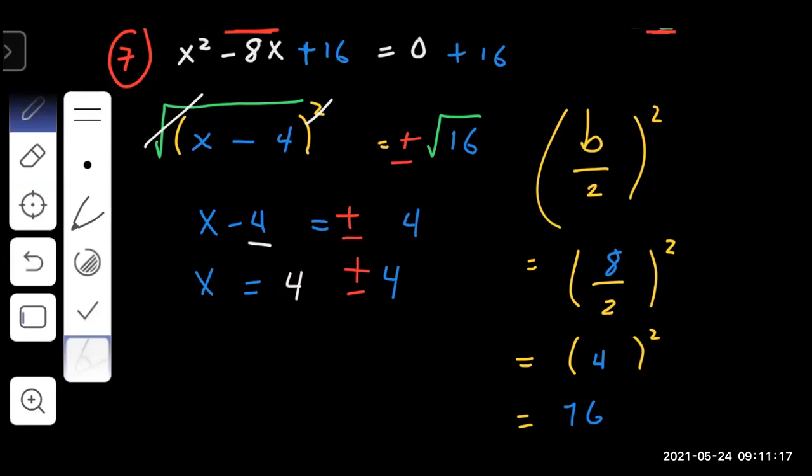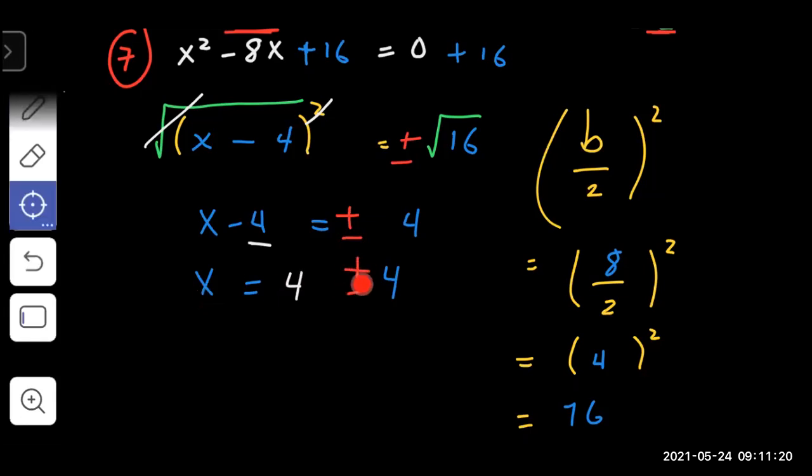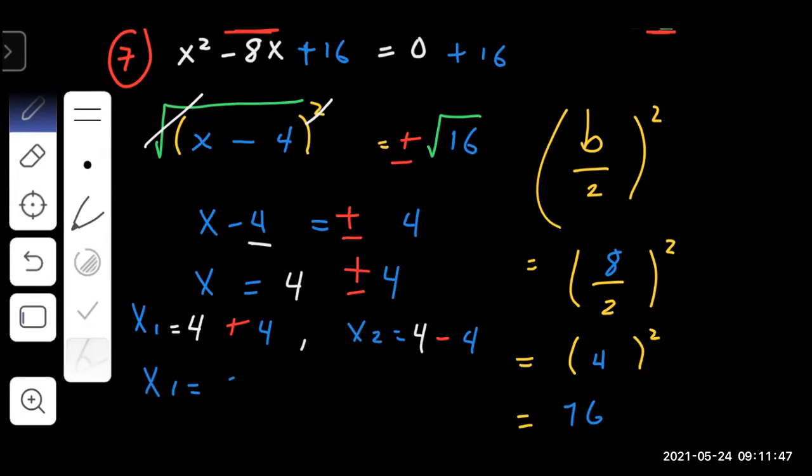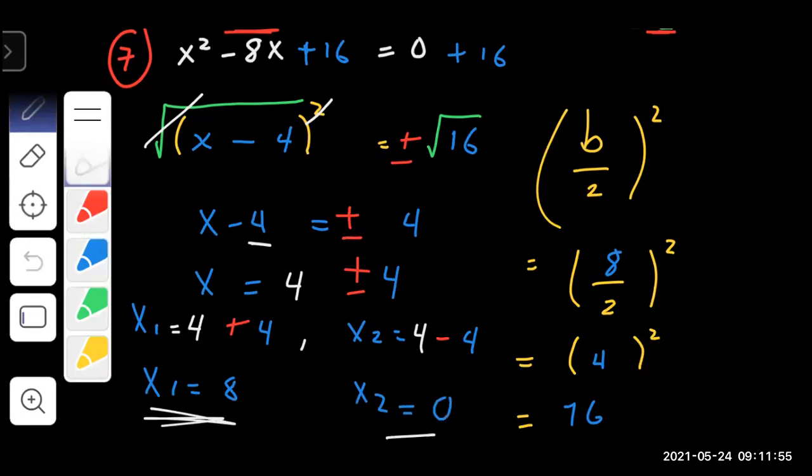Positive 4, thank you. Okay, guys, x is alone, but you've got two answers, so let's separate them. Solution 1 is 4 plus this 4. I just took the positive. Now let's take solution 2. What would be solution 2, guys? 4 minus 4. We took the negative, minus 4. And what does solution 1 equal? 4 plus 4? 8. 8, thank you. That is the first solution. And solution 2? 4 minus 4? 0. Okay, and this is how we solve it.